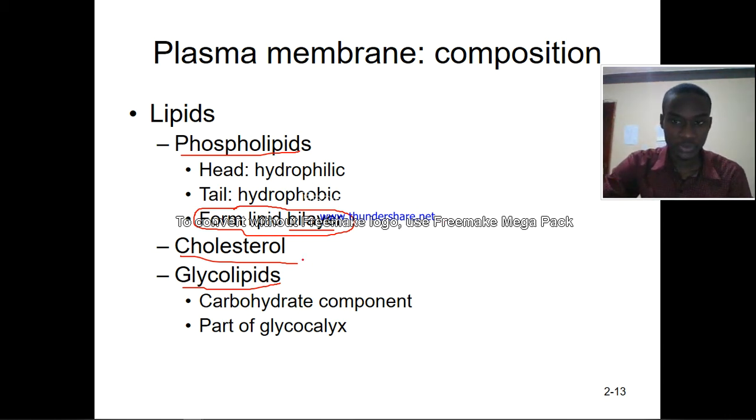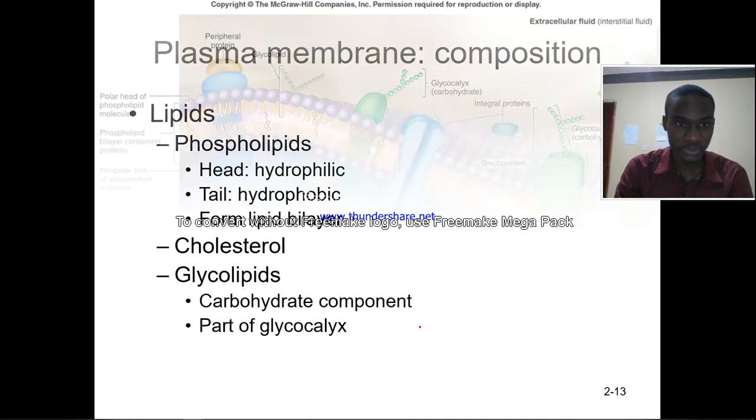So the other lipid molecules that we find are cholesterol and then glycolipids. They are carbohydrates. The glycolipids are lipid molecules linked up to carbohydrate. So they end up with that name, a glycolipid. So they have a carbohydrate part, then a lipid part. They are part of the glycocalyx, and we're going to see what the glycocalyx is.